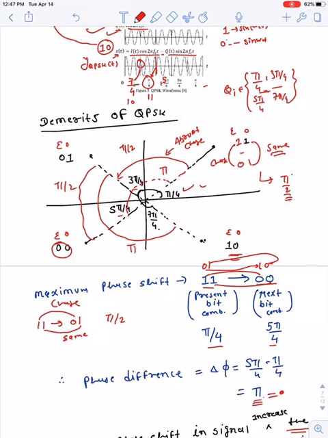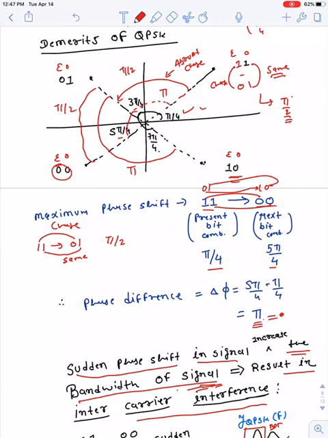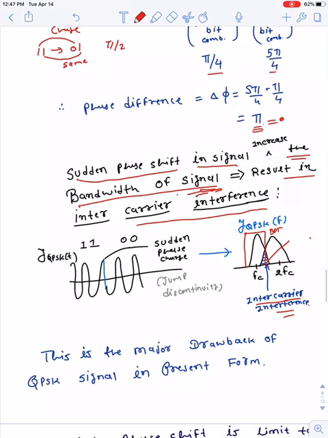So if we can do something like that, so that between two neighboring symbols only a single bit is changed, we can limit the abrupt phase change to pi by 2 degrees. That is the key. But how can you do this, because whatever bit sequence you are collecting comes in a random fashion, so you don't have any control over it. And if you try to play with that, the original information can be lost. So that is the problem.